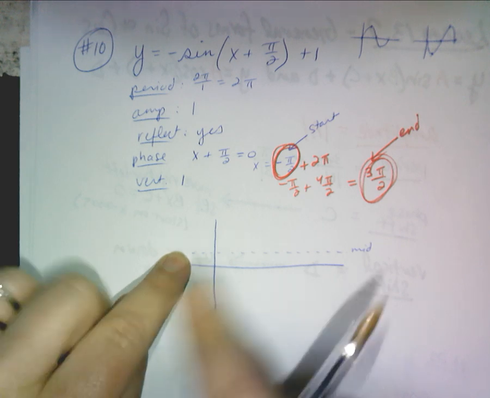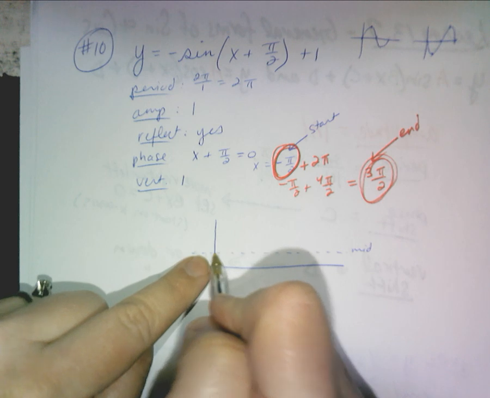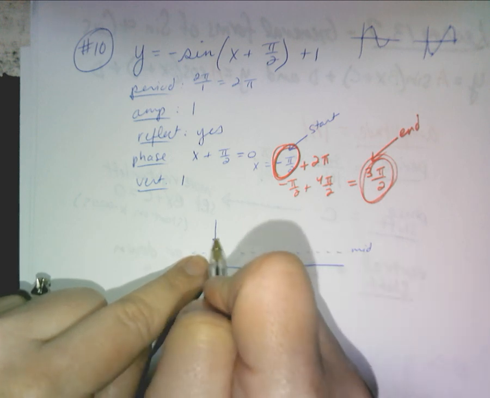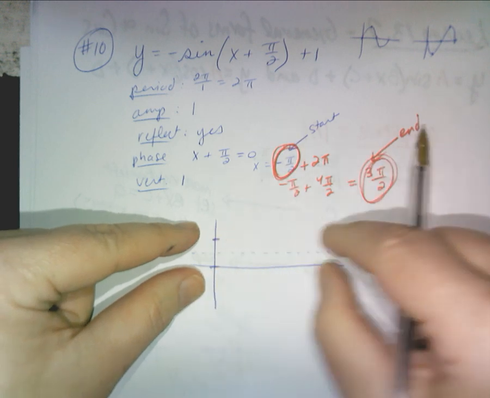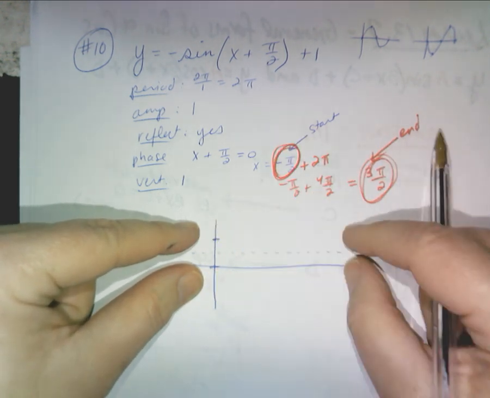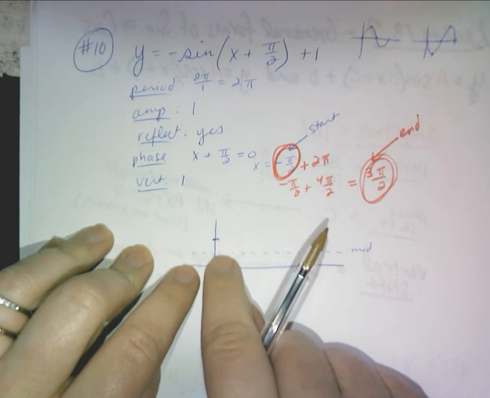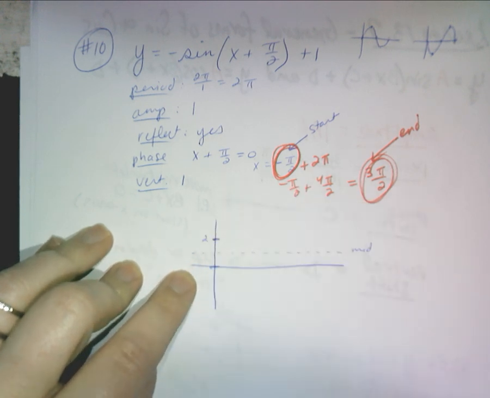Okay? I am going to have an amplitude of 1. So from this middle line, I'm going to go up 1. I'm going to go down 1. My graph is going to live right here inside this. Does that make sense to you? So if this is 1, this would be 0, this would be 2.